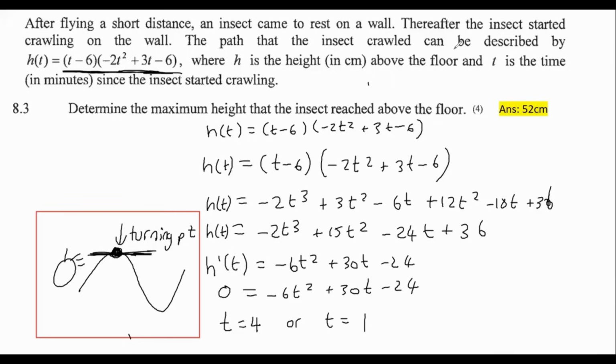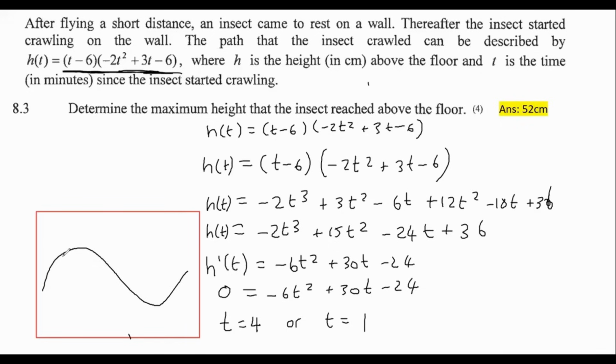So guys, what we now need to understand is that if this insect is going like this and like this, it might also be going like this. It might be going down first and then up. So what we have found now is that the turning points are at 4 minutes and 1 minute. But the problem is we don't know which one is the maximum height and which one is the minimum height. It might be that 4 minutes is the maximum height and 1 minute is the minimum height, or it might be the other way around.